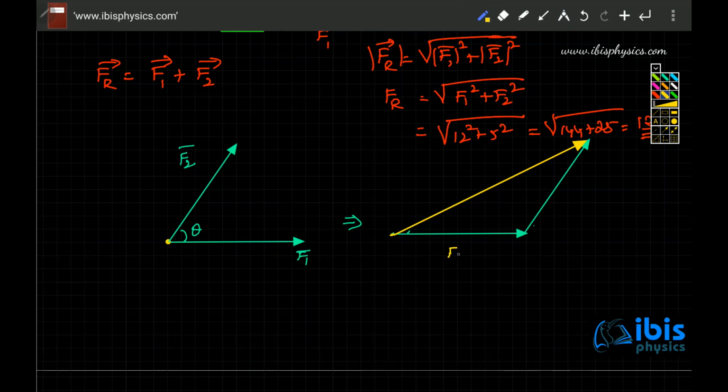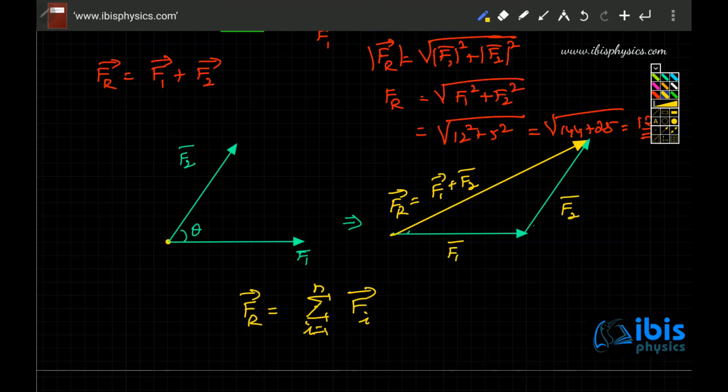If this is the F1 vector, this is the F2 vector, and this length is F1 vector plus F2 vector. This single force that is replacing these two forces is called the resultant force. The resultant force of a set of vectors is the sum. What sum? The vector sum of all the vectors acting, 1 to n.